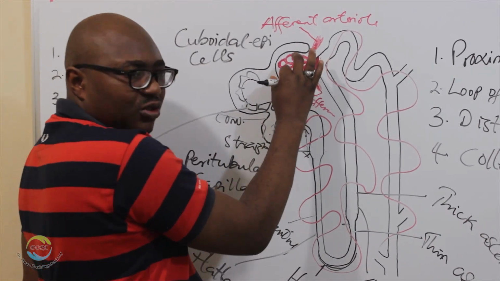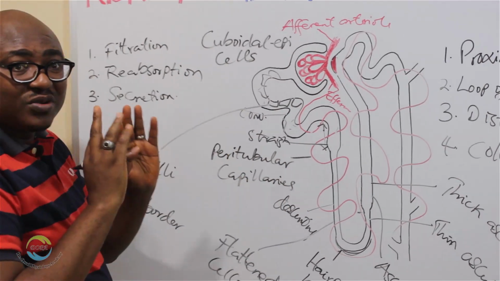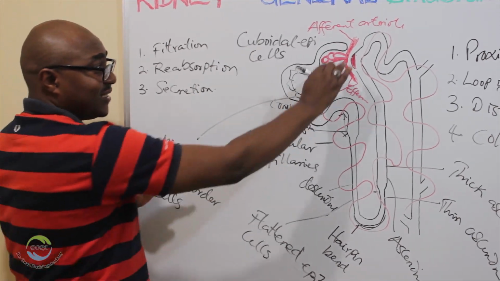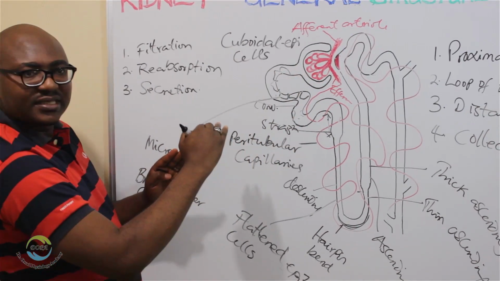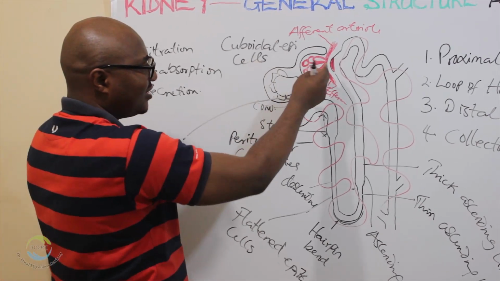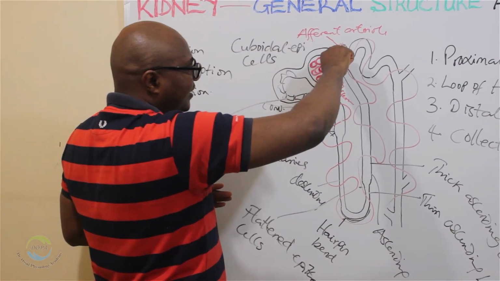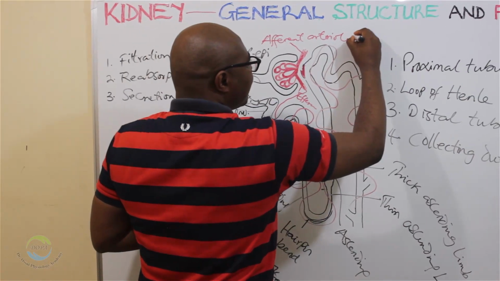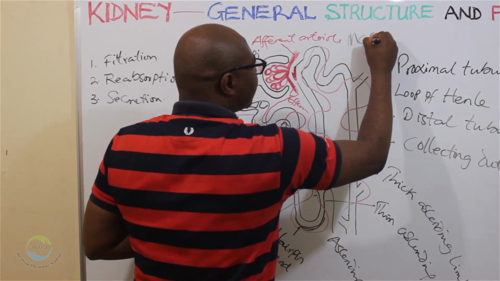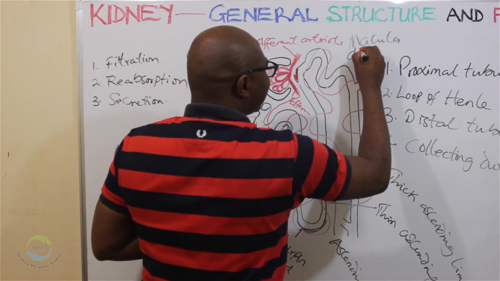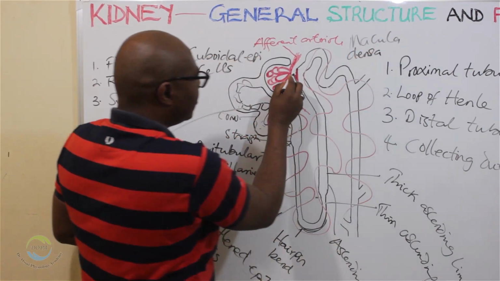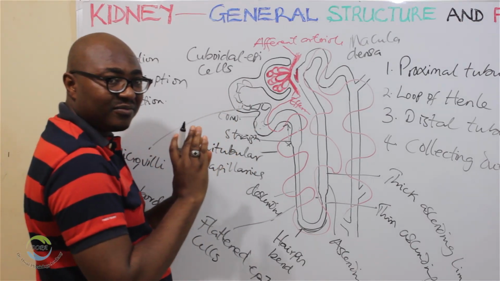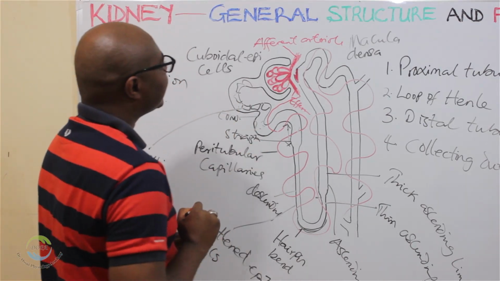It actually touches it. It forms a unique structure. This is the dividing point between the thick ascending limb and the distal. So this point here is known as the macula densa. There are cells here known as macula densa. They have special functions. We'll talk about that.